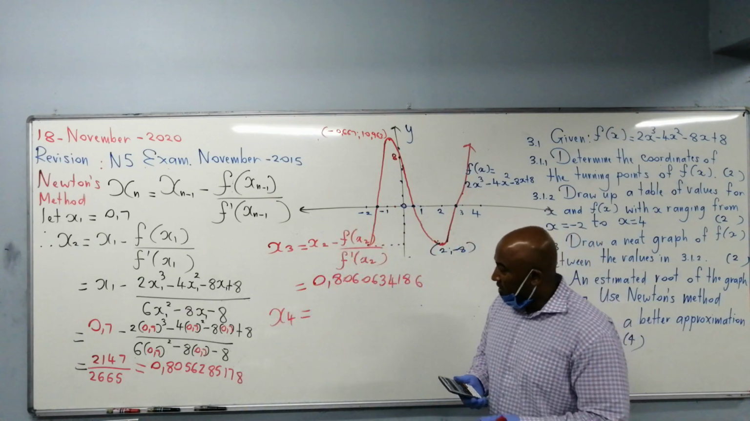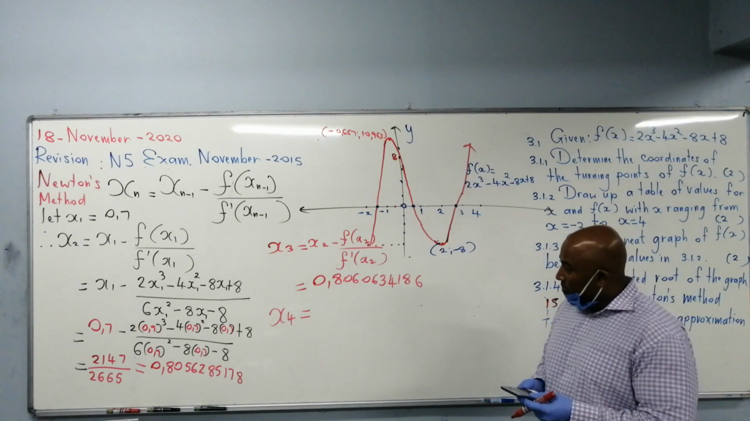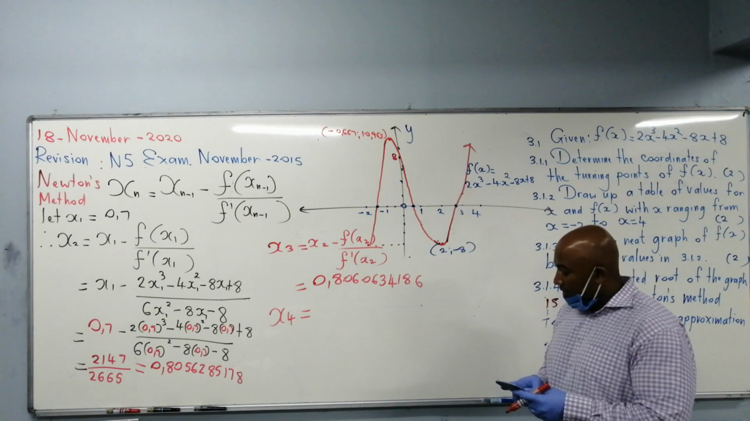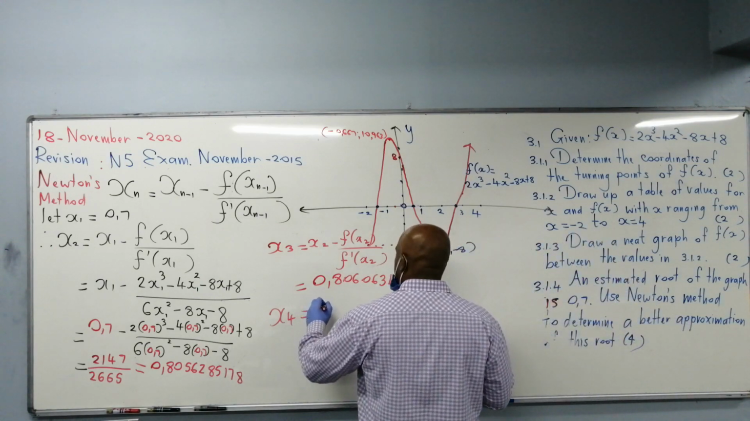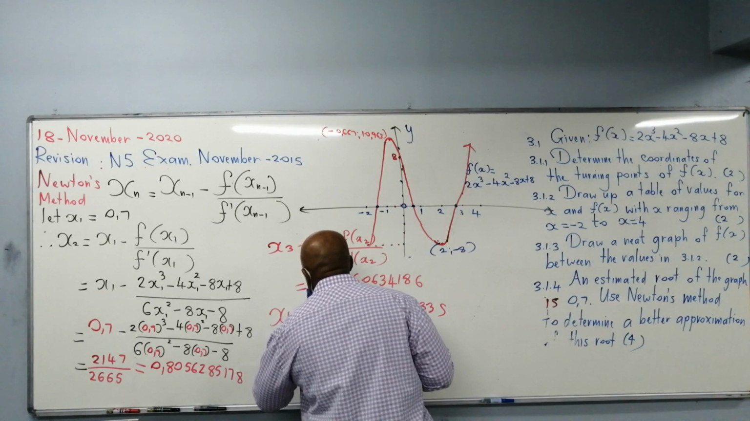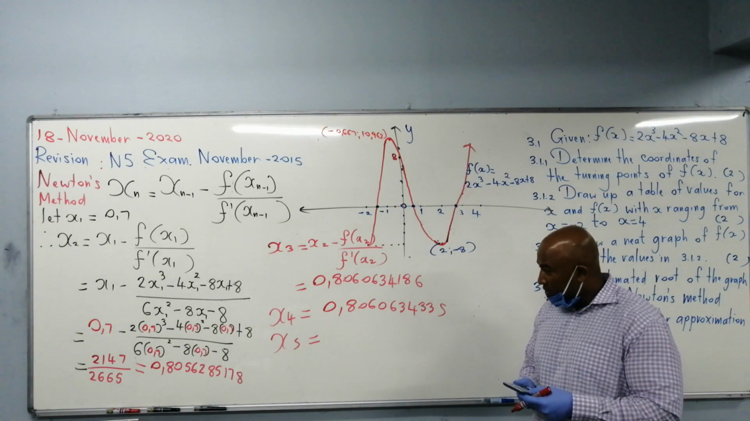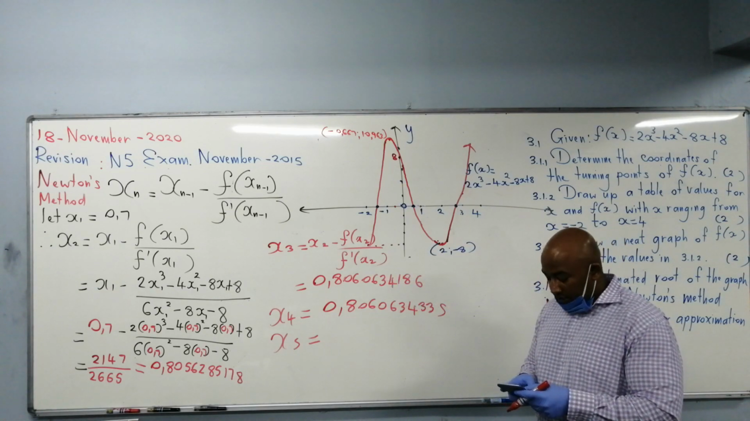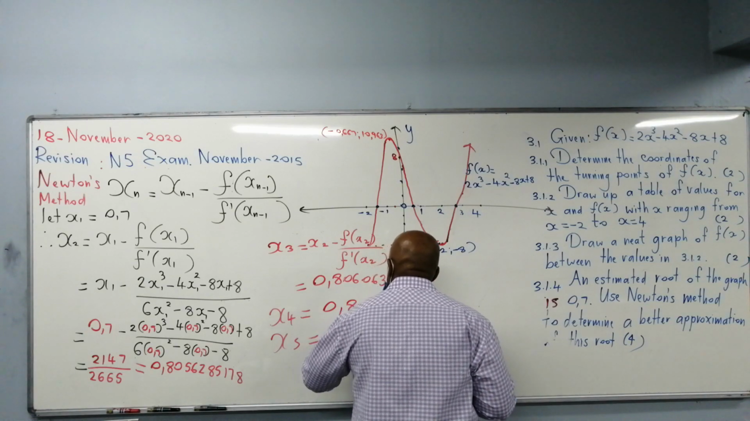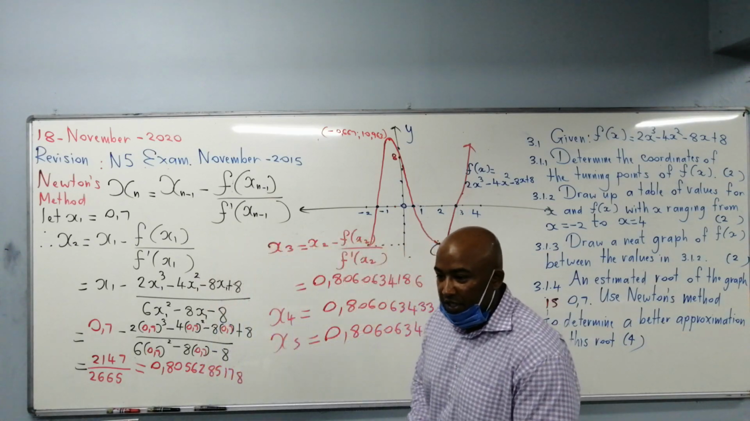Let me just see if I can get a better approximation. Let me do it again. But for exam purposes, this is your final answer. It's fine. But let me do a better approximation. 0,8060634186. If I do this, then I'm going to get 0,8060634335. Let me do it one more time. Look at these values, how similar they are compared to the previous one. I'm putting this back into the formula, which is 0,8060634335. And I get 0,8060634335. This is the best approximation.